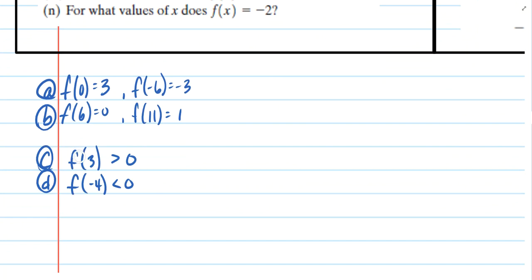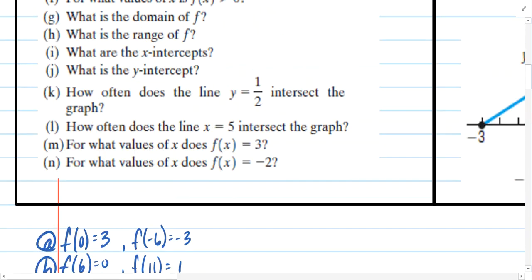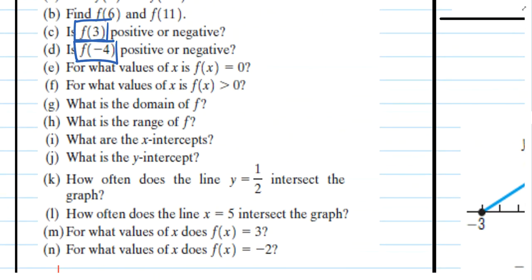Well, here again, we're talking about y values, and since the y value associated when x is 3 is above the x-axis, we would say that it is positive. And an easy way to say positive is to show that it's greater than 0. For f of -4, we don't have a coordinate to look at, but we can see that the y component, when x is -4, is below the x-axis, so we can say that f of -4 is negative, or less than 0.